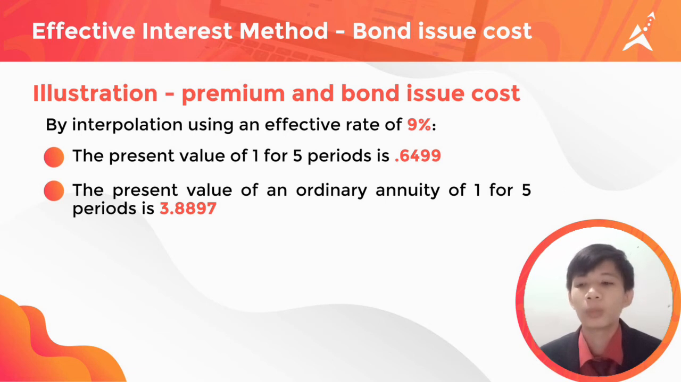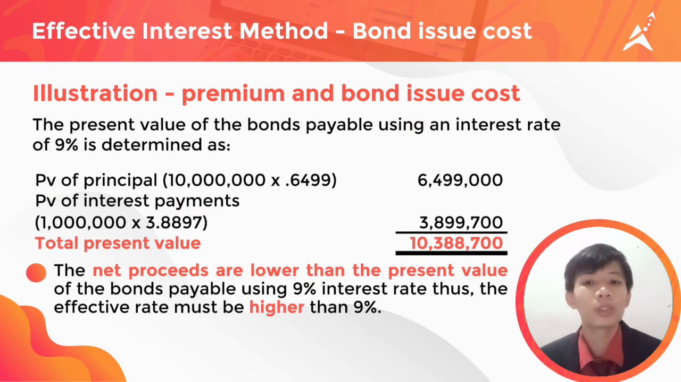So by interpolation, using an effective rate of 9%, the present value of 1 for 5 periods is 0.6499, and the present value of an ordinary annuity of 1 for 5 periods is 3.8897. Then we compute the present value of the bonds payable using the 9% interest rate. The present value of principal is computed by multiplying the 10 million principal by 0.6499, so we got 6,499,000 present value of principal.